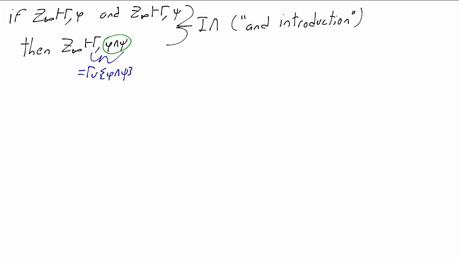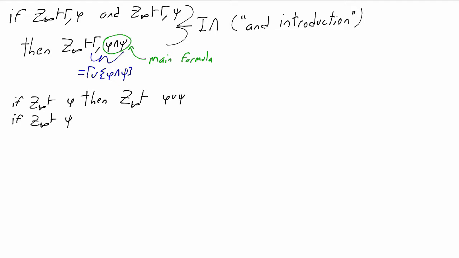That formula that we manipulate, phi and psi, is called the main formula of the rule. Once you've seen the pattern, the other rules aren't too different. There should be an OR introduction rule, which introduces phi or psi, and it has two forms. If we've already justified phi, we can justify phi or psi. Alternatively, if we've already justified psi, we can justify phi or psi. Again, there's a multiset gamma floating around in the background, and phi or psi is the main formula.